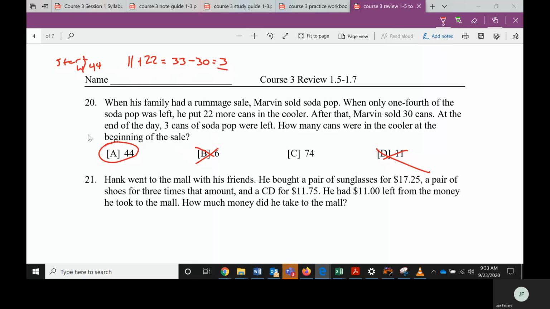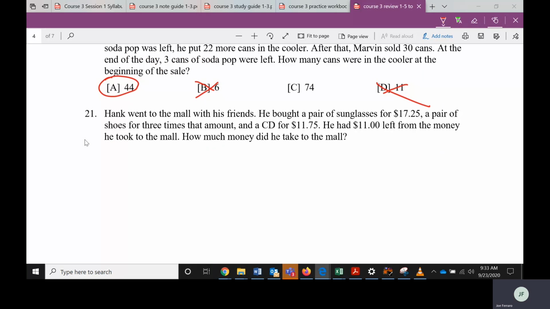So last one, Hank went to the mall with his friends. He bought a pair of sunglasses for $17.25, a pair of shoes for 3 times that amount, and a CD for $11.75. He had $11 left from the money he took to the mall. How much money did he take to the mall?